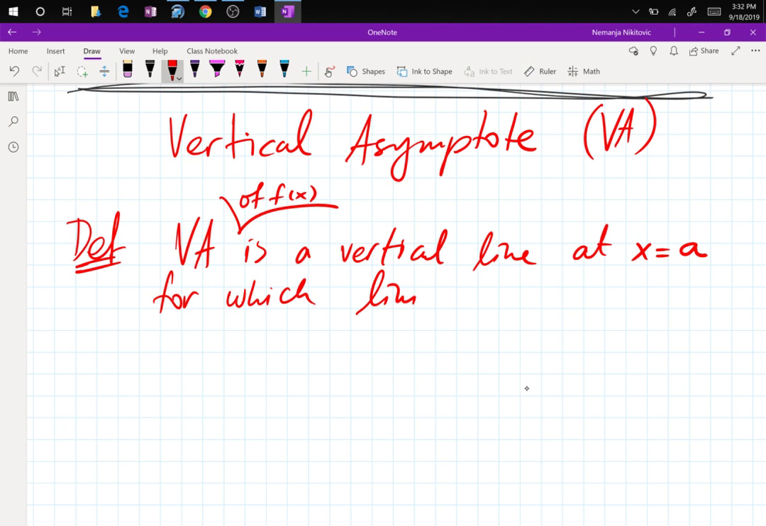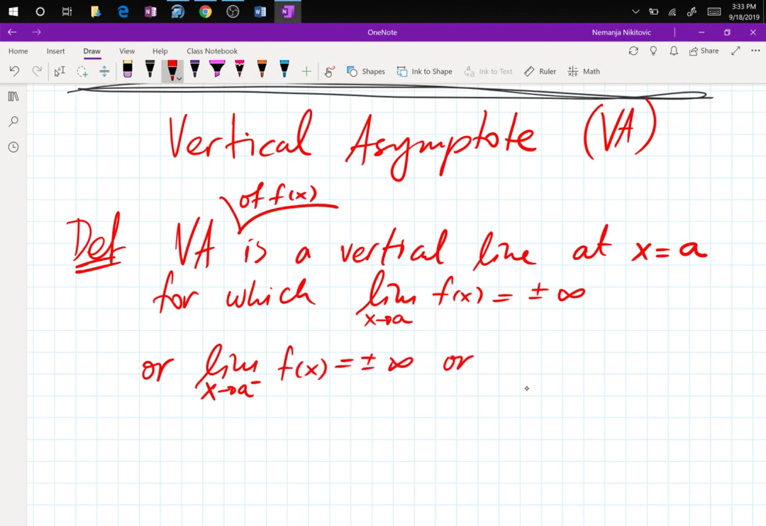A vertical asymptote of f of x is a vertical line at x equals a for which the limit of f of x, see, that's why I had to say f of x up there. The limit of f of x as x goes to a is positive or negative infinity, or the limit as x goes to a minus, so any of the one-sided limits, plus or minus infinity, or the limit as x goes to a plus of f of x equals plus or minus infinity.